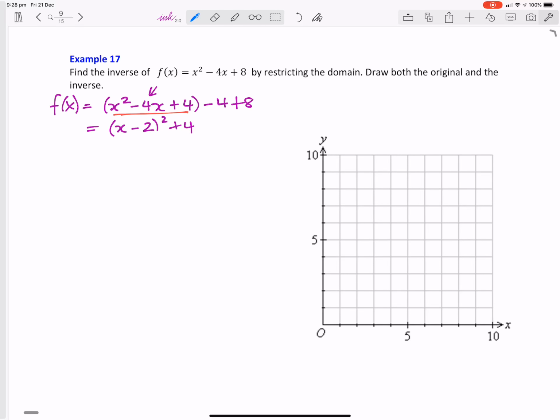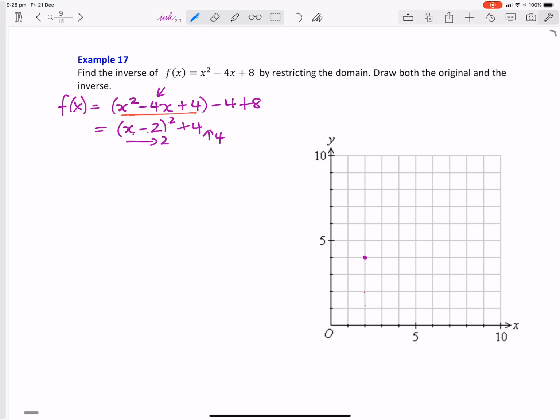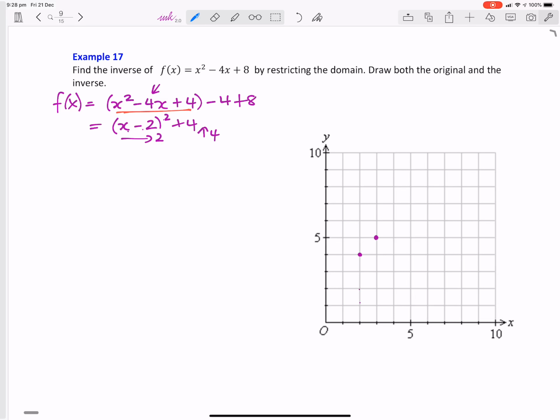So this graph, we know it's been moved 2 to the right and up 4. So if I go 2 to the right, and then up 4. That looks good. Okay, so if we let x equal 3, we're going to get 1 plus 4 is 5. So we get 3, 5. If we let x equal 4, we're going to get 4 plus 4, which is 8.